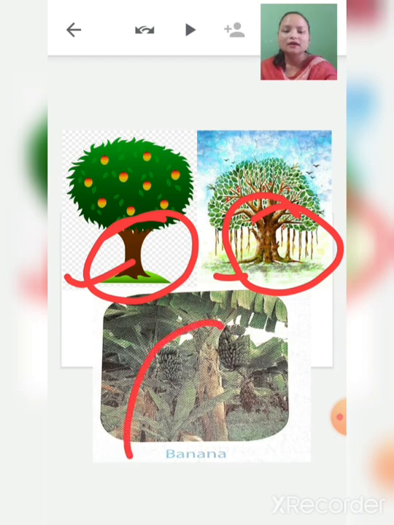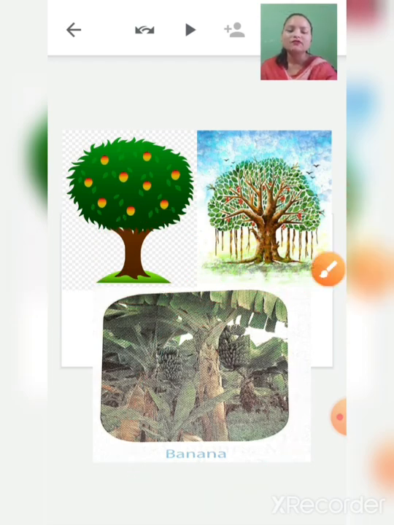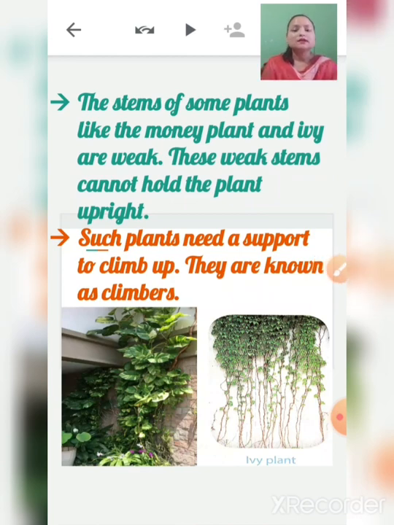And the banana plant has a soft and thick green stem. Now the stems of some plants like the money plant and ivy are weak. So these weak stems cannot hold the plant upright.